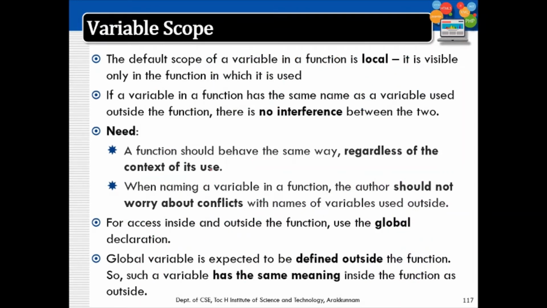Moving on to the scope of variable. Normally the scope of a variable in a function is local. If we declare some variables inside a function, they will be available only within the function block, and we can have a global declaration also if we want to access the variable outside the function. Such a global variable should always be defined outside the function.